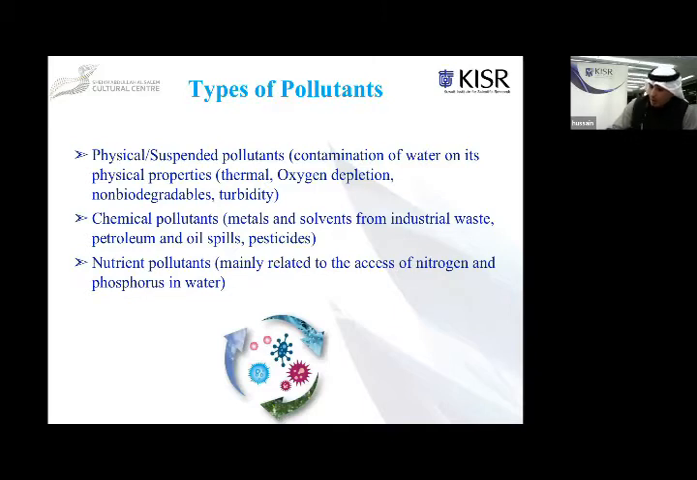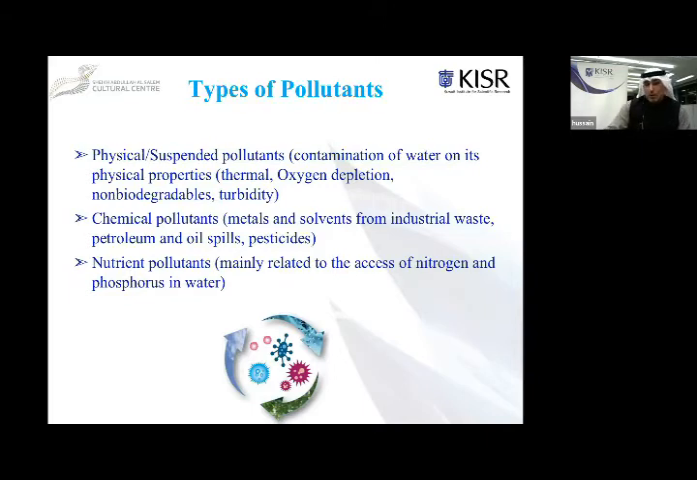Pollutants. As we are assessing water pollution, we have to define the pollutants that we are getting in touch with in our water resources. They are divided in general into 7 categories, including the physical suspended pollutant. They mainly contaminate water and its physical properties, or any physical objects floating in the seawater that are considered physical pollutants: thermal pollution, oxygen depletion, non-biodegradable pollutants, and turbidity.